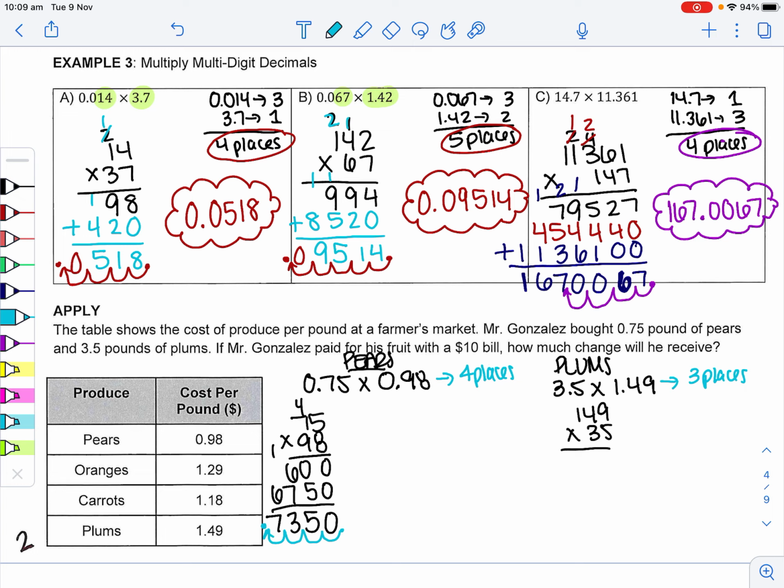And then in this situation, because my answer is 0.735, but money is 2 decimal places, I have to round my answer. So I'm actually going to round it to this second decimal place. So it's actually going to be 74. Okay, so this is going to be 74 cents.